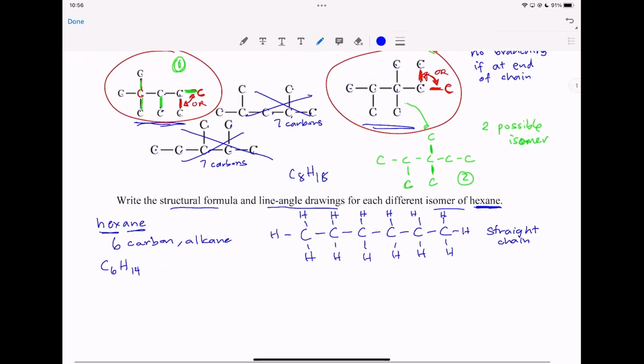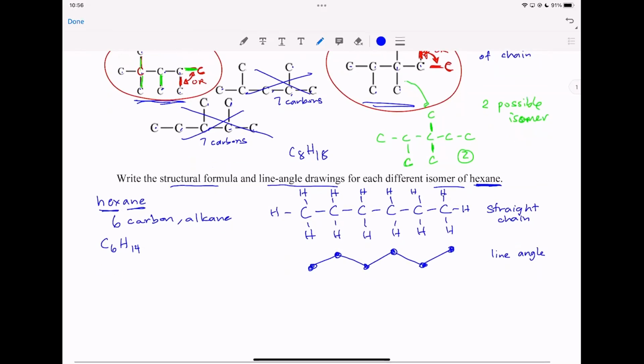Now, the line angle drawing of this straight chain is basically converting each carbon to a dot. 1, 2, 3, 4, 5, 6. So the ends of the line, and then every vertex where 2 lines meet, that's representing a carbon. And then all the hydrogens are implied in there. Okay, so that's the line angle drawing.